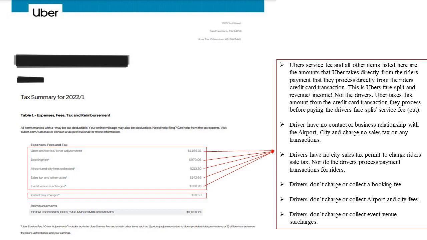Drivers have no contact or business relationship with the airports in their local cities and charge no sales tax on any transactions. Drivers have no city sales tax permit to charge riders sales tax, nor do the drivers process payment transactions for the riders. Drivers do not charge or collect a booking fee. Drivers do not charge or collect airport or city fees. Drivers do not charge or collect event venue surcharges.